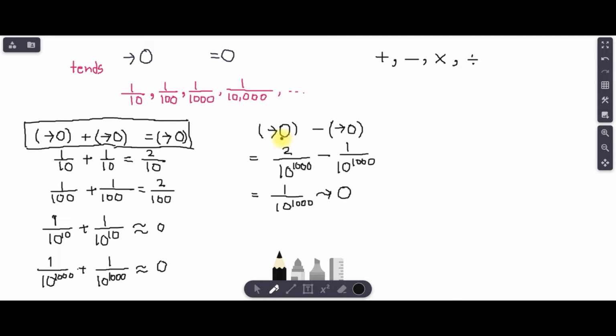So if one of them is tending to 0, another tending to 0, and if you subtract it, the result is well known in advance. You can take another examples also, but this is also not an indeterminate form because the result is well known to us.